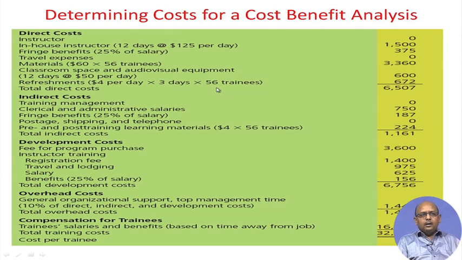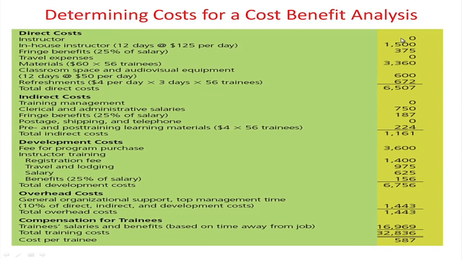So, this is an example where I have taken up a training program and the various costs, direct costs, indirect costs, development costs, overhead costs, including the compensation to the trainees have been calculated. Okay. So, you can see what is the cost per trainee, right. Okay. So, for example, you can look at the various direct costs like related to the instructions, in-house instructors, right, the fringe benefits, then travel expenses, the materials, then you have classroom, right, then refreshments, and then the total direct costs. Okay. Now, if you look at this, so these are the various heads.